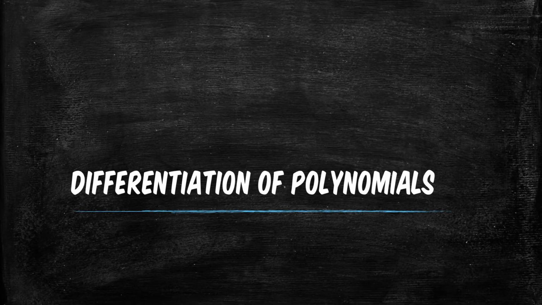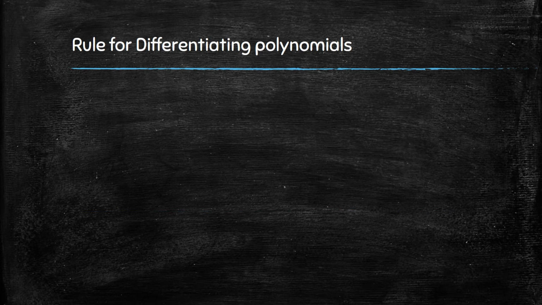This is looking at differentiation of polynomials. So we've got a rule for differentiating polynomials, and it's this rule here. If you've got y equals x to the power of n, then dy by dx, or when you differentiate it, it equals n x to the power of n minus 1.